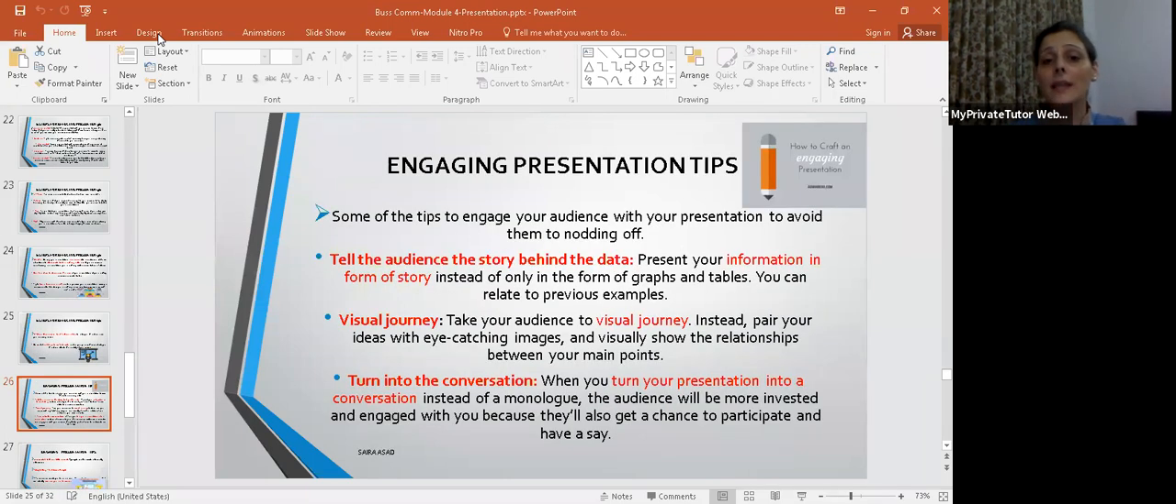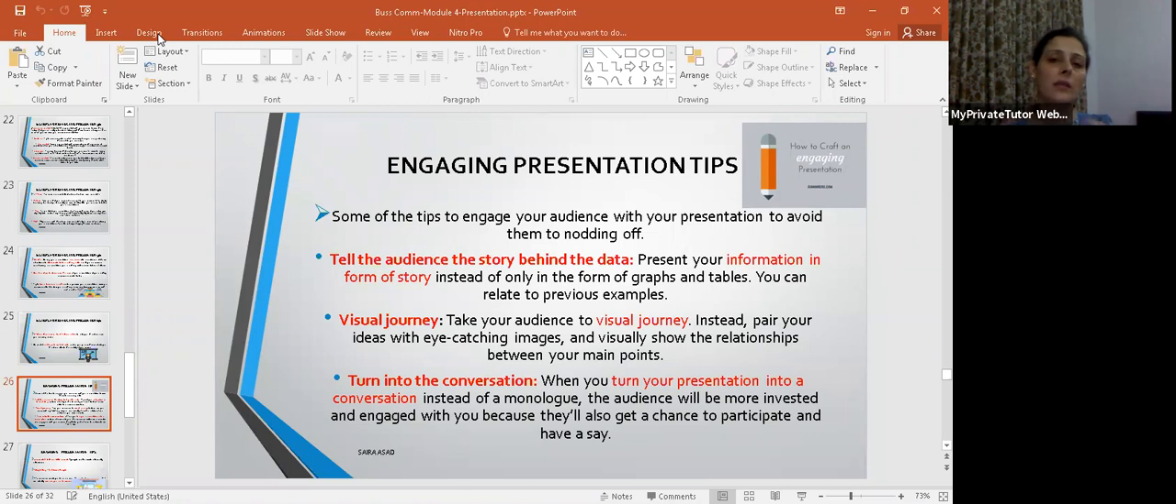Okay. Engaging presentation tips. Here we are going to focus on how you're going to engage your audience with you, so the boredom effects are not going to be there. Tell the audience the story behind the data, a visual journey, turn it into conversation. Present your information in the form of a story instead of only graphs and tables.